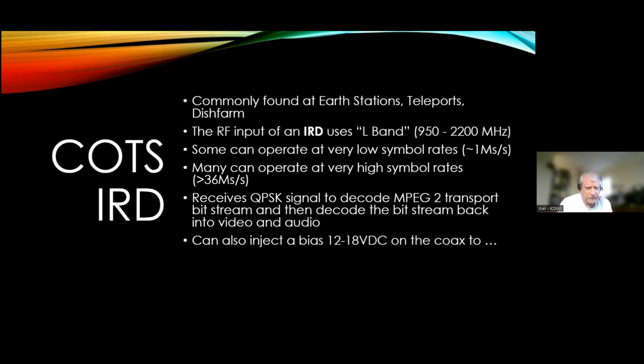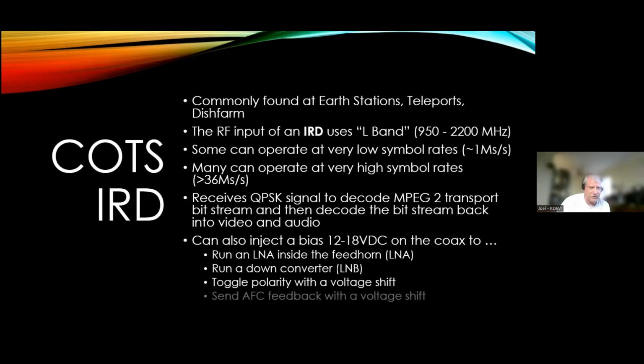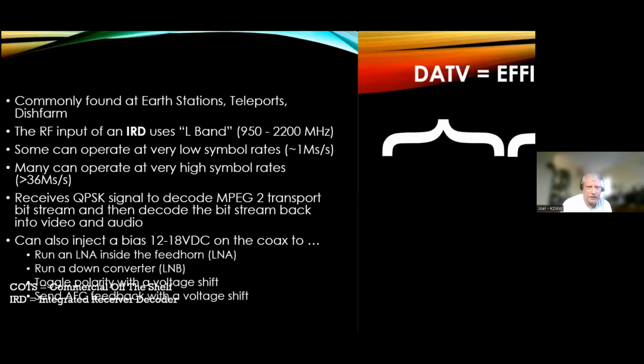It can also inject a bias signal up the wire. That's what's used to drive the LNB or LNA in some cases. So that's a voltage we can snipe from the IRD that can drive a little LNA for our purposes. Or toggle polarity switches. In other words, the satellite industry needed all this stuff. It also sends an AFC feed, so there's a whole bunch of stuff it does. And we don't need to read that anyway.